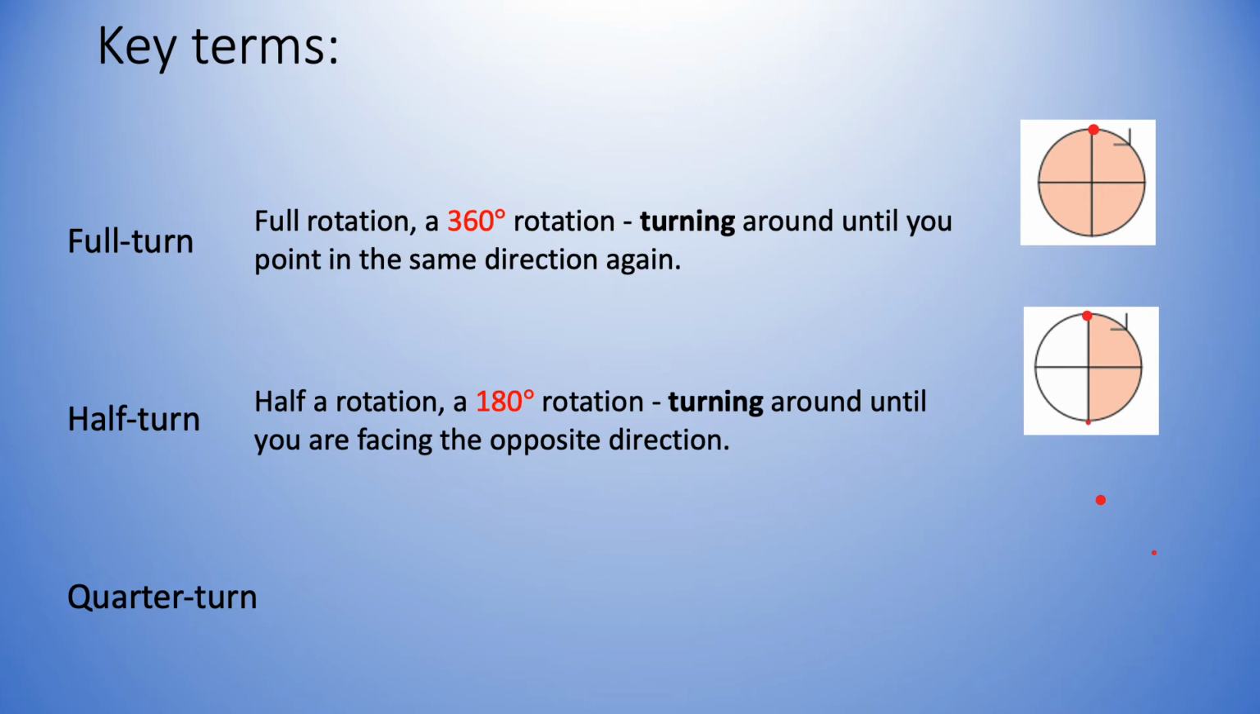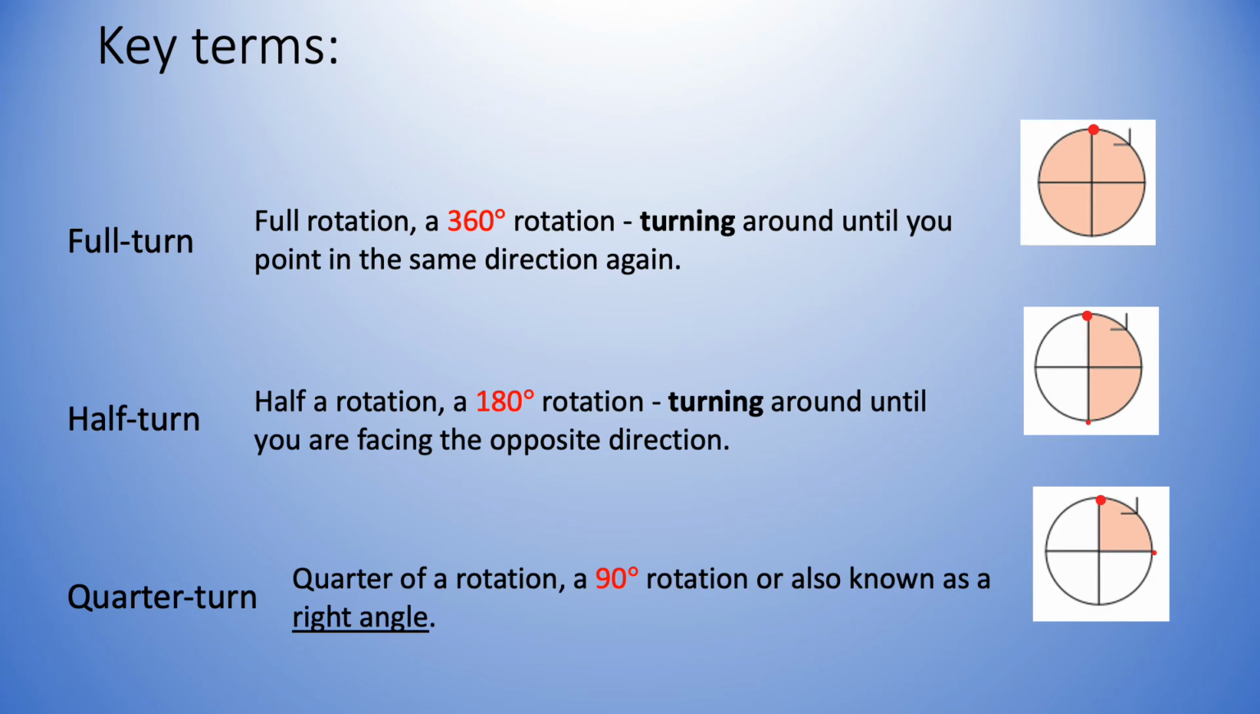Now, a half turn. A half turn is a 180-degree rotation. So you will turn around until you are facing in the opposite direction. So for example, in the circle here, you'll go round halfway round the circle, okay? And last of all, a quarter turn. Now, a quarter turn is a quarter of a rotation, so it is 90 degrees, okay? Now that is the same as a right angle. A right angle is 90 degrees, so a quarter turn is a right angle which is 90 degrees.